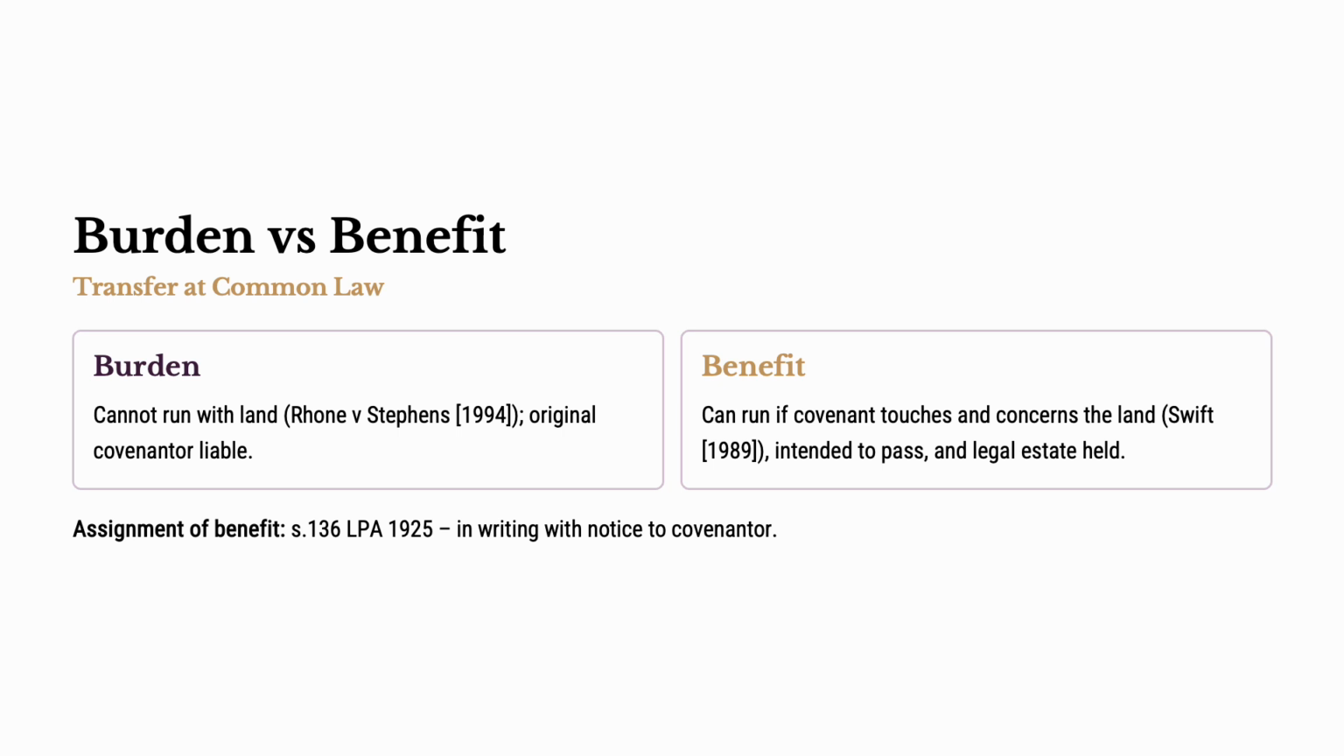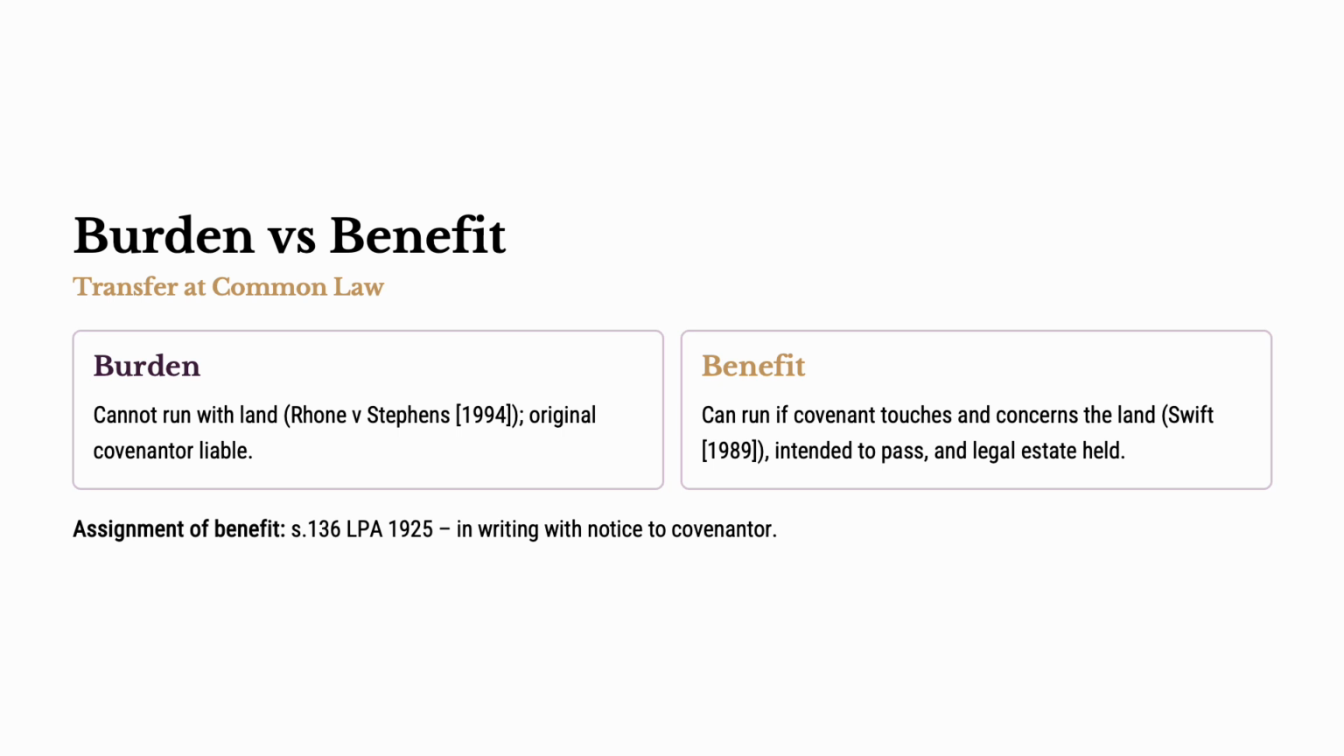First, the covenant must touch and concern the dominant land, meaning it benefits the dominant land. The test from P&A Swift Investments in 1989 requires that the covenant benefits the dominant land itself, not merely the covenantee personally. So it is not a personal benefit, it benefits the land. It must affect the nature, quality, or value of the land or the mode of using it. The burden will not transfer, and the benefit, if it benefits the land, will transfer.